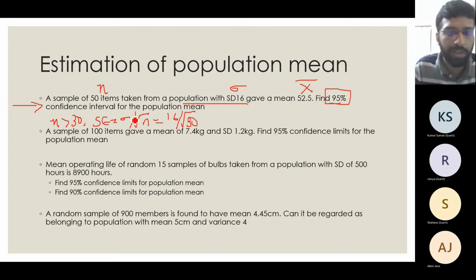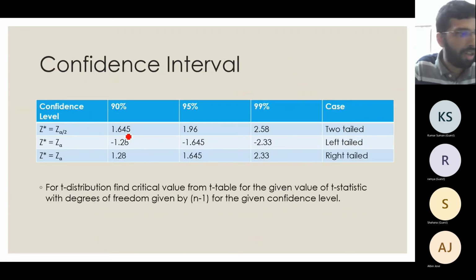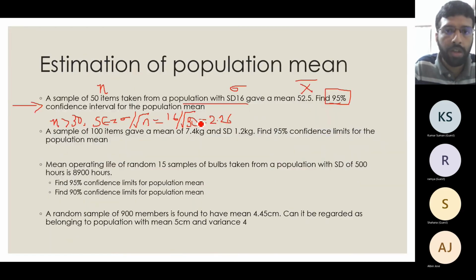So I actually computed this and kept it so that we will not waste much time. You can refer later to the computation and calculate it, it is direct, straightforward, right? 16 by root 50 will give me 2.26. And since this is a two-tailed test, from our previous table, my Z alpha by 2 is 1.96. So this is the Z star that I have to use. So my Z star equals 1.96.